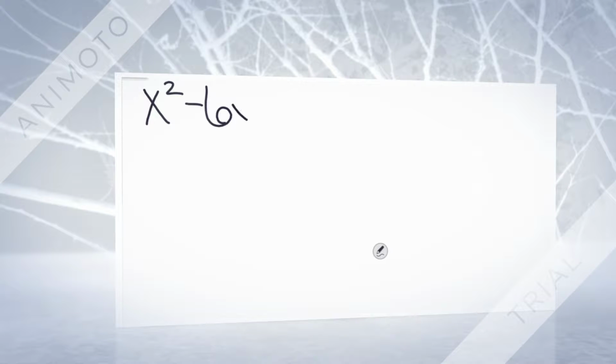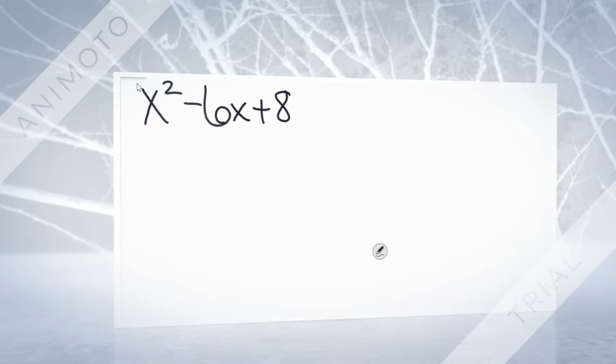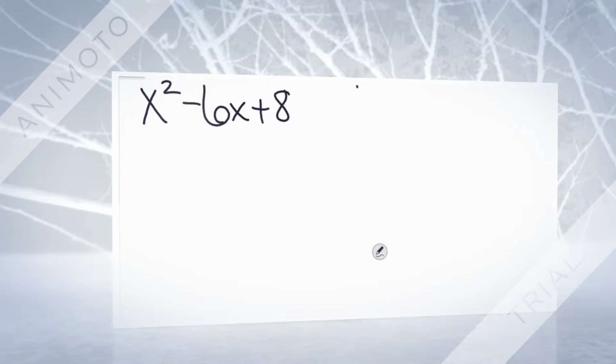So today we are going to solve our quadratic equation by completing the square. So our equation today is x squared minus 6x plus 8. So back to yesterday's lesson, we could solve this by factoring quite simply.